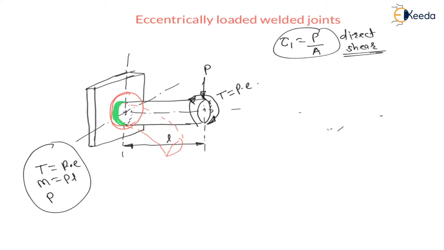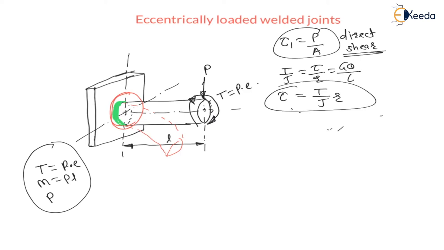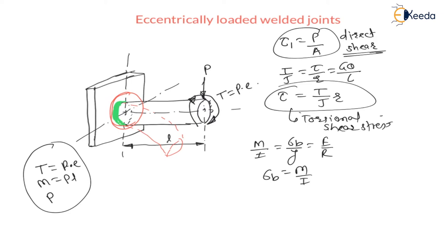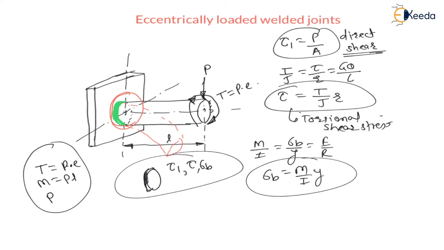Again, because of torque, there will be a secondary shear stress, that is T by J is equal to tau by R is equal to G theta by L. As per this equation, the torsional shear stress tau is equal to T by J into R. And because of the bending moment, we can use the bending equation M by I is equal to sigma B by Y is equal to E by R. Therefore there will be a bending stress also, M by I into Y. Means the welded joint is subjected to direct shear stress tau 1, torsional shear stress tau, as well as bending stress, and we have to design for all these together.